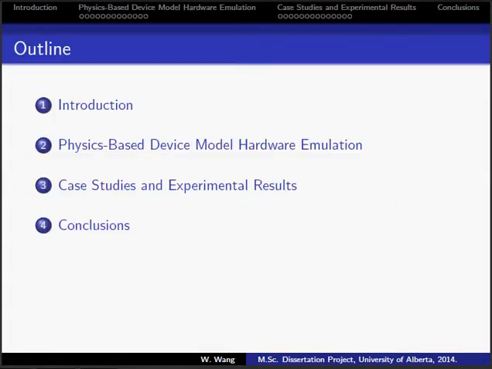This presentation contains 4 sections. Section 1 is Introduction. Section 2 is Physics-based Device Model Hardware Emulation. Section 3 is Case Studies, Experimental Results. Section 4 is Conclusions.